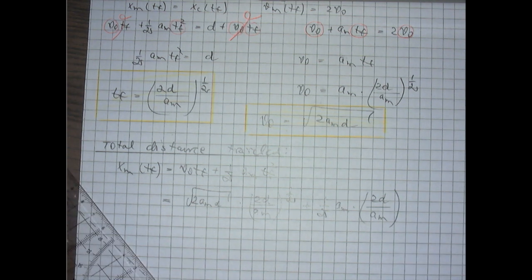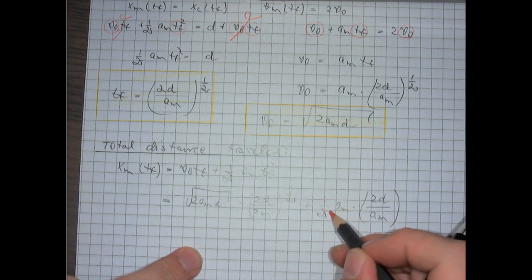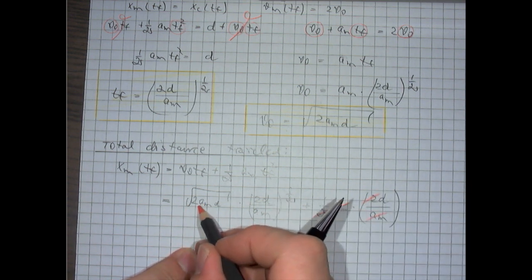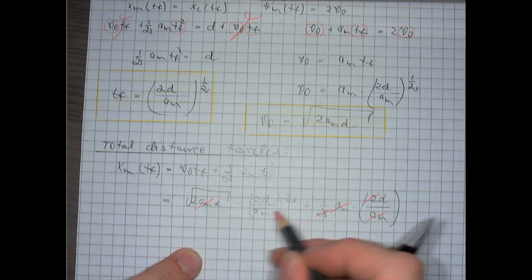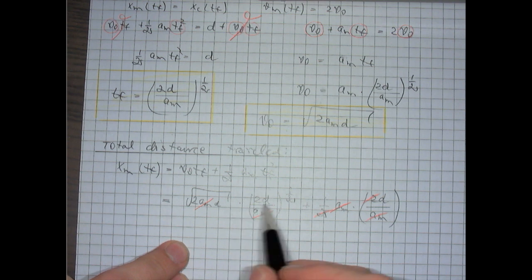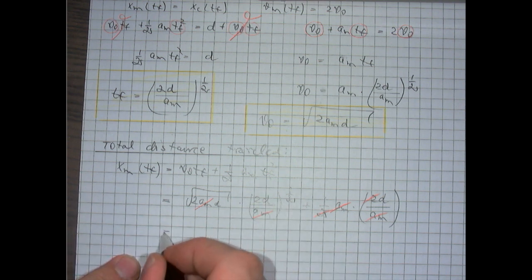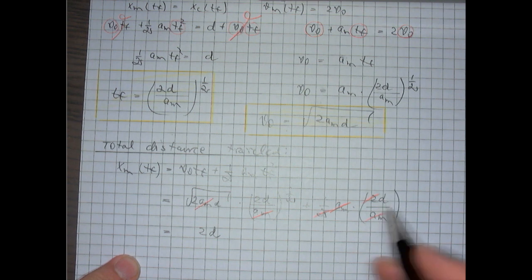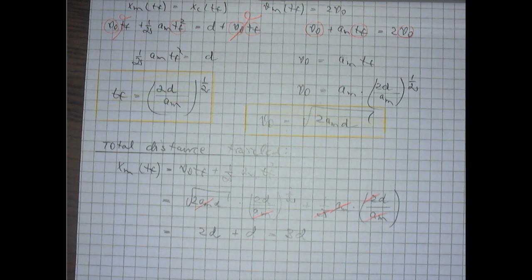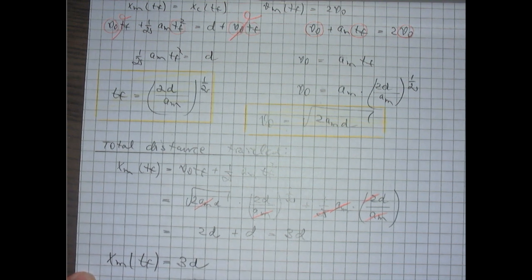So now this simplifies quite a bit. Am against am, 2 against 2. Then you have here the square root of am divided by the square root of am goes out, and then you have here the square root of 2d times the square root of 2d, which is therefore 2d. And then you have here plus d, so it equals 3d. So the net result is therefore xm of tf equals 3d.